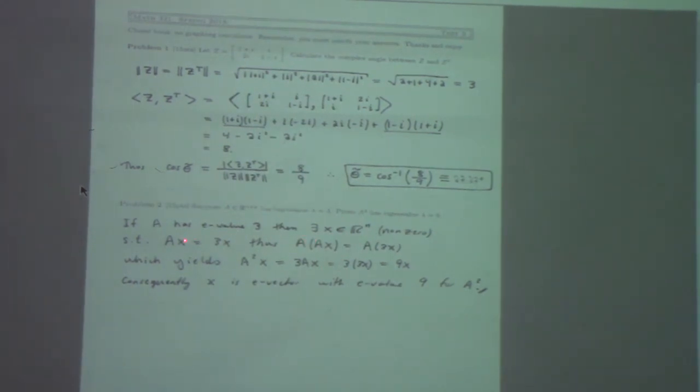I will say this: of those who got it, a lot of you lost 1 point. I took off 1 point because you should say somewhere that x is non-zero. That's a very important part of being an eigenvector, right? If we drop that, a lot of the stuff we say falls down. Yeah. Is every vector in an eigenspace an eigenvector?